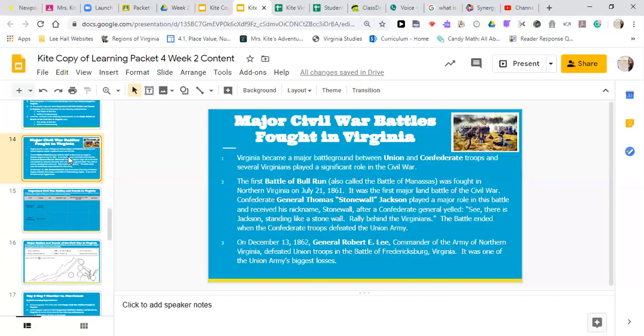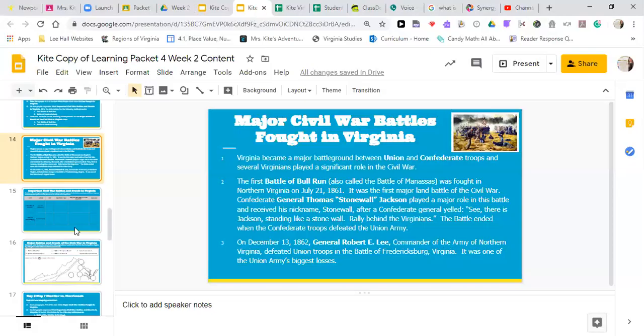Confederate, sometimes when I talk, it just goes a little fast. All right, so Confederate General Thomas Stonewall Jackson, thank you for being patient with me, guys, played a major role in this battle and received his nickname Stonewall after a Confederate general yelled, "See, there is Jackson standing like a stone wall. Rally behind the Virginians." The battle ended when the Confederate troops defeated the Union Army.